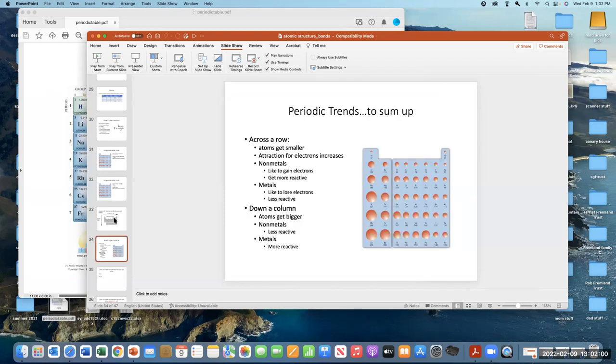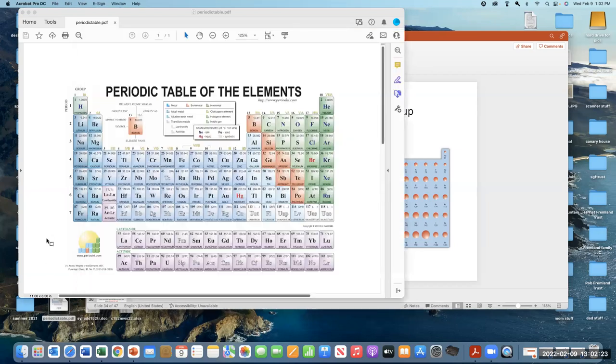So then as we go down a column, you're going to see the opposite trends in reactivity, because the atoms are going to get bigger, which means attraction for electrons will decrease. That means going down a column, the nonmetals are going to be less reactive because attraction for electrons decreases, and the metals will become more reactive. So one would expect on a periodic table that the most reactive nonmetal would be fluorine.